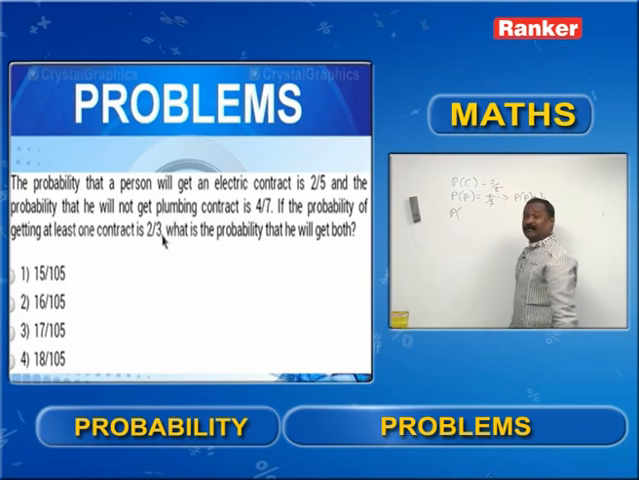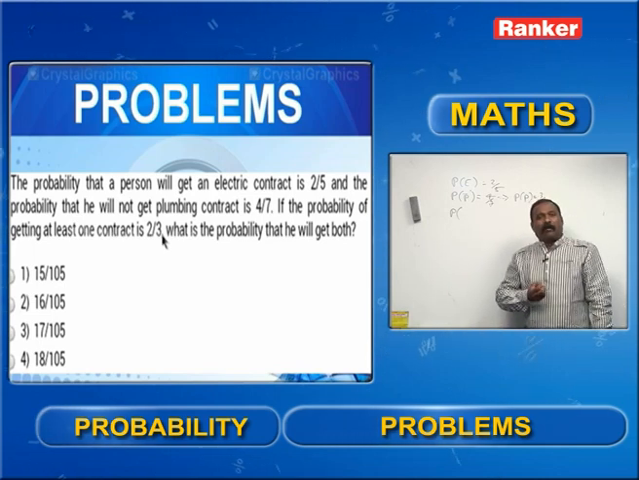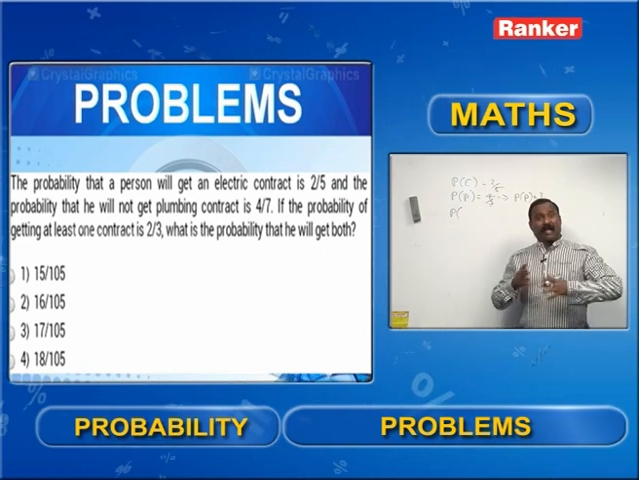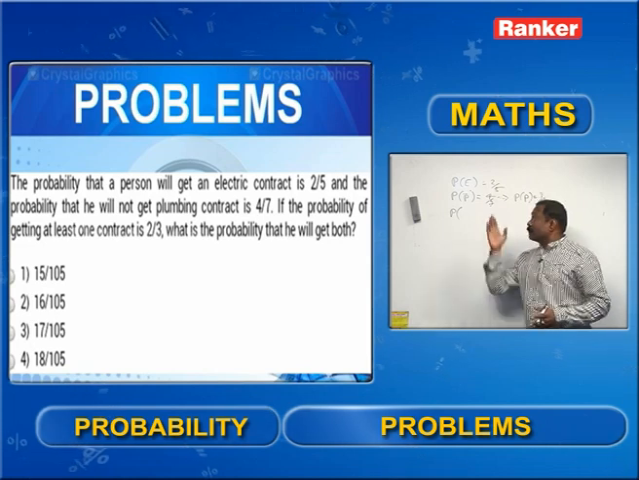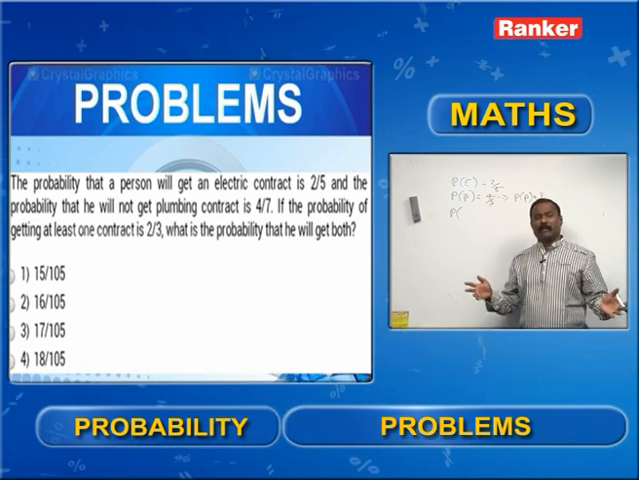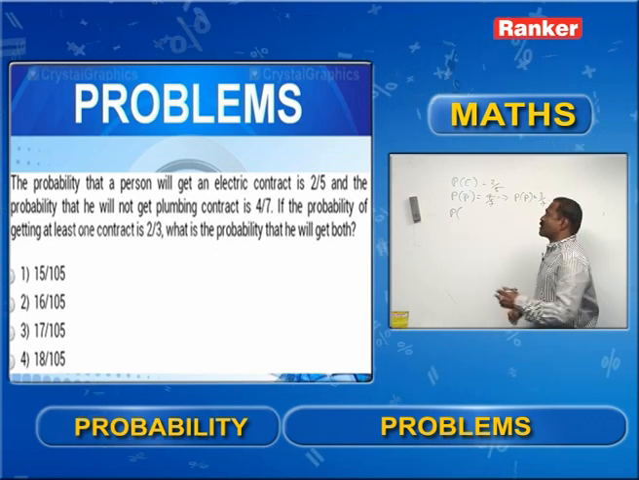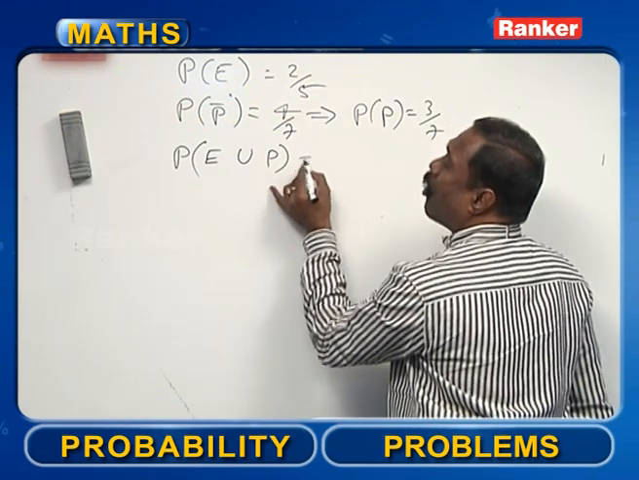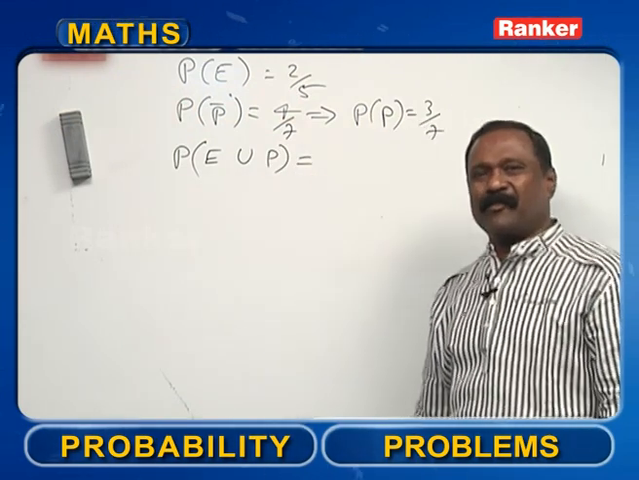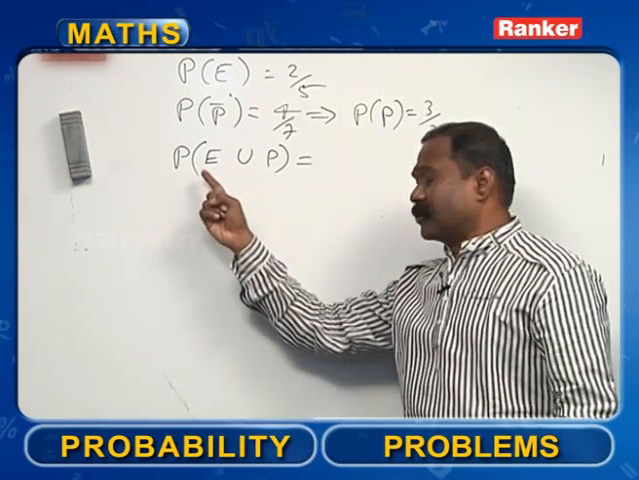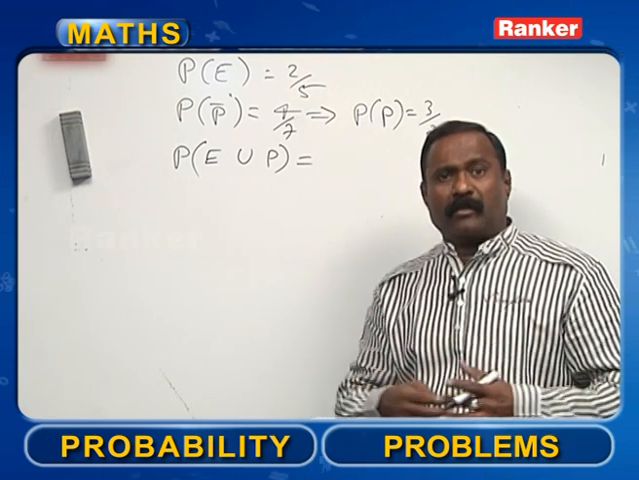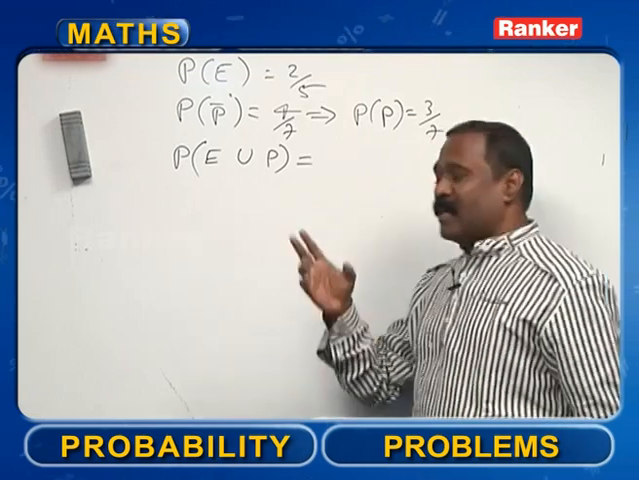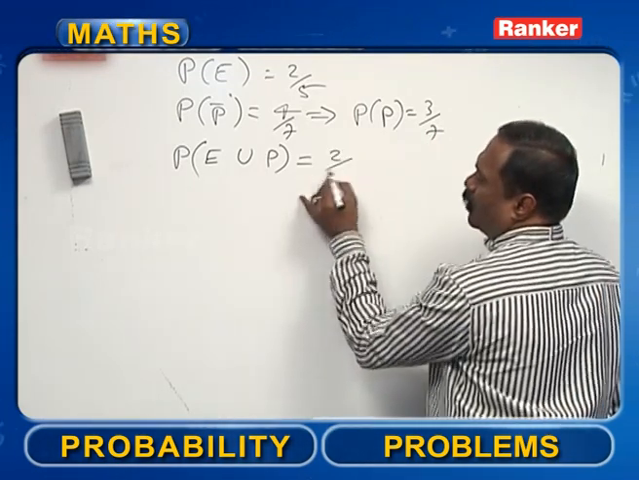Understand? 3 by 7. If the probability of getting at least one contract is 2 by 3. Whenever word problems are given, converting them to algebraic form is the art of the student. If you convert them to algebraic form, then it will be very comfortable. At least one, you understand it like this: either electric contract or plumbing contract or both. At least one means it may be 1 or 2. It is given to be 2 upon 3.